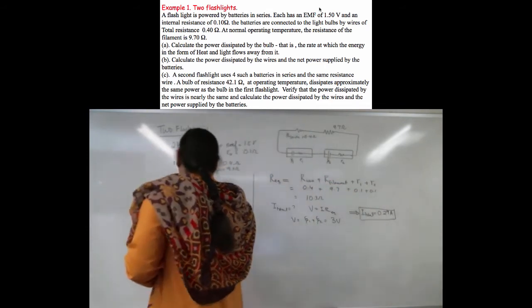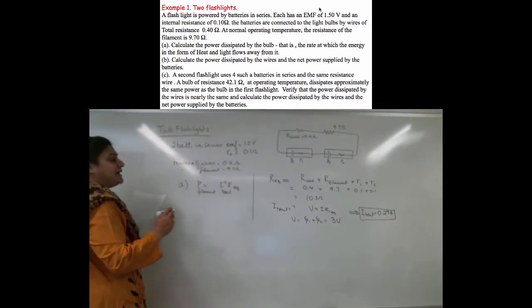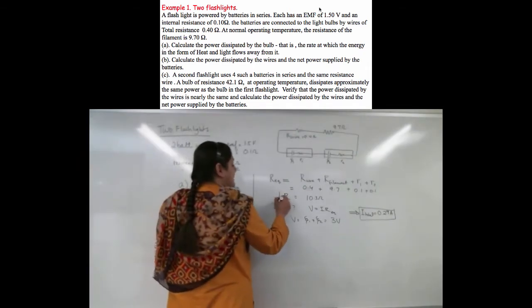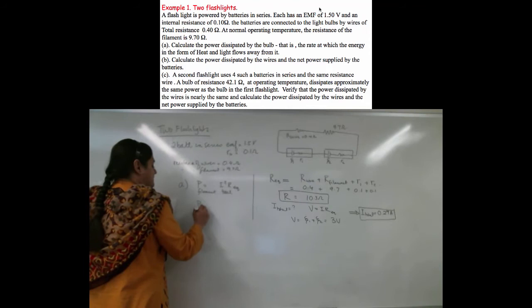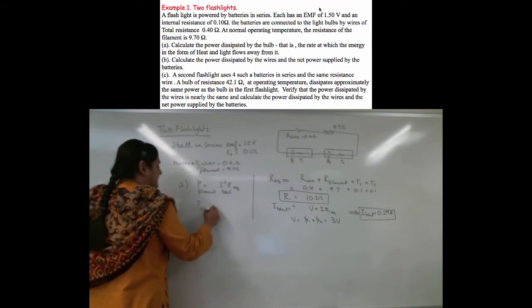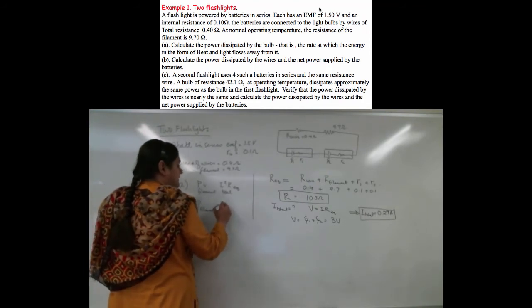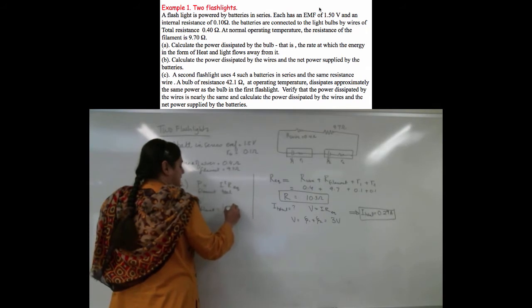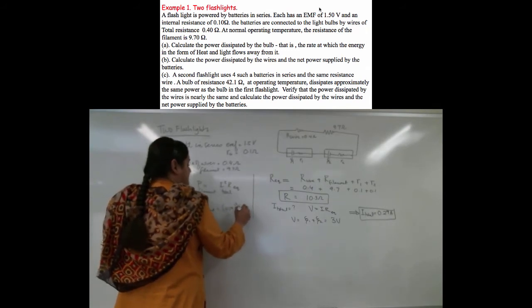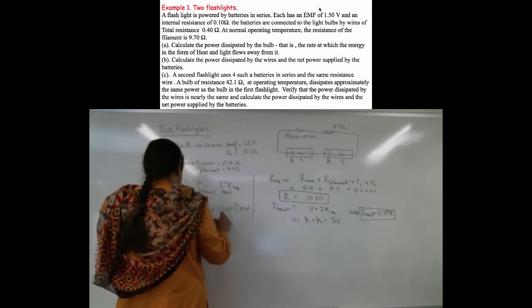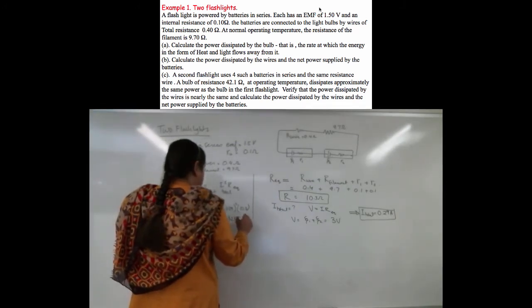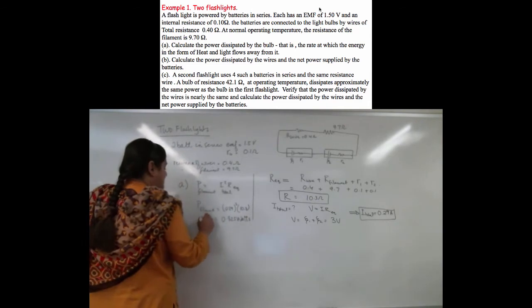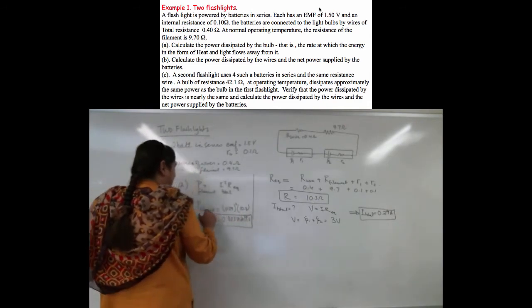Okay? Now that I have my R equivalent as well as my I total, I can plug them back in here to find the P of the filament, which is 0.29 amps squared times 10.3, and I believe that answer comes out to be 0.823 watts, right, which is the unit of power.